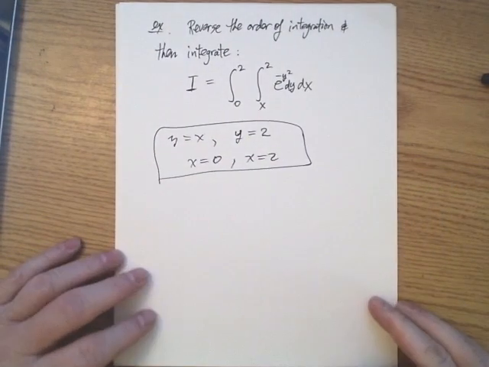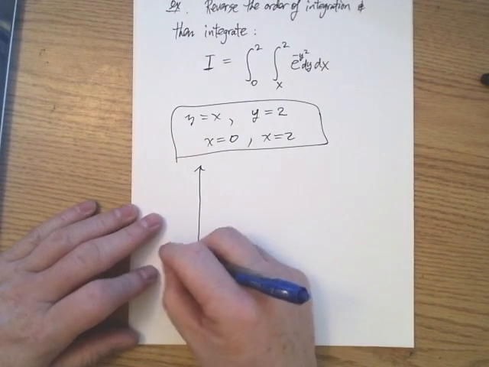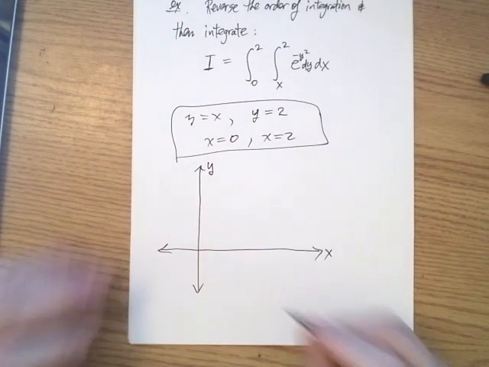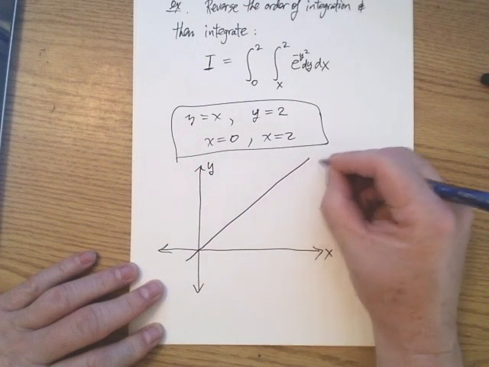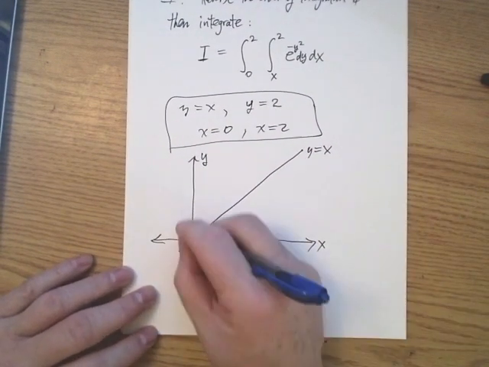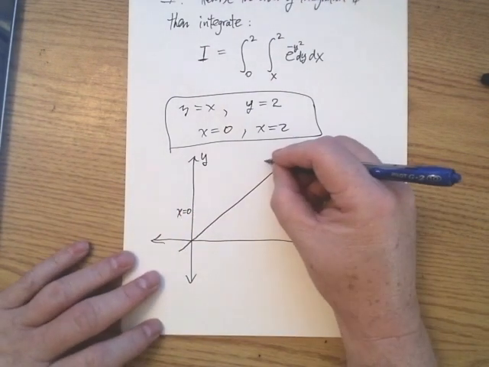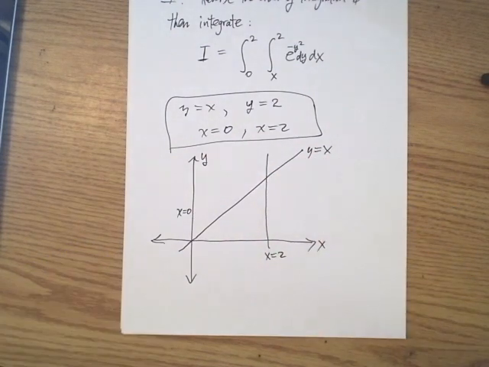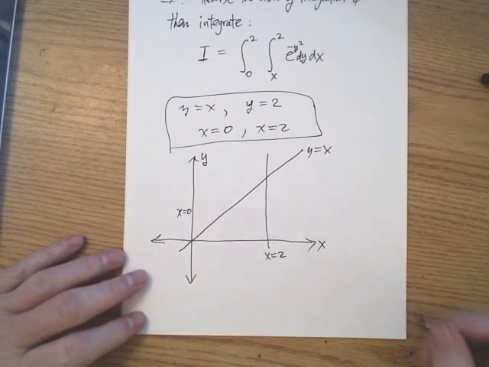We need to graph that. What is the region over which I am integrating? It doesn't have to be a perfect picture. We've got y equals x. We know what that looks like, it's a nice easy line. We've got x equals 0, that would just be the y-axis. We've got x equals 2, that's another vertical line. We've got y equals 2. What does that look like?